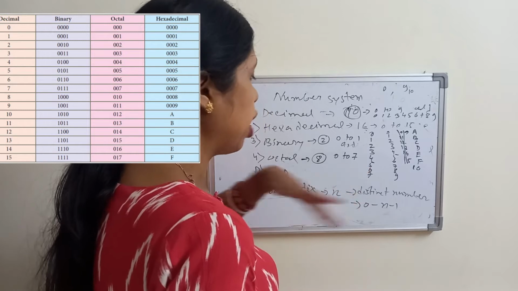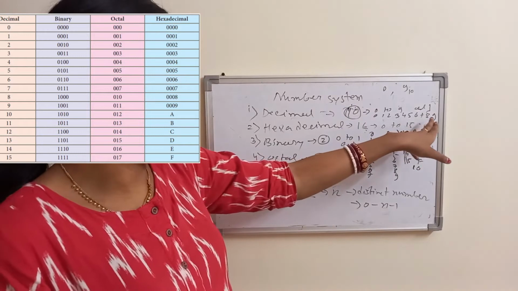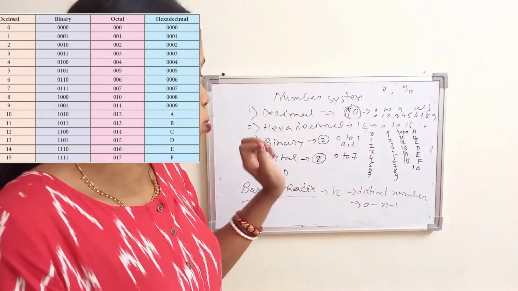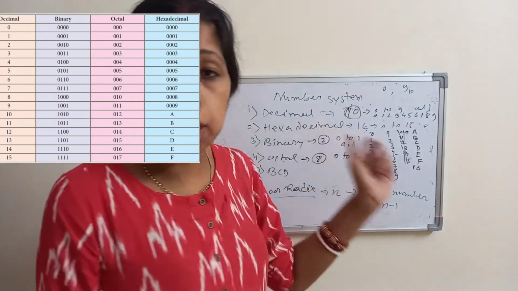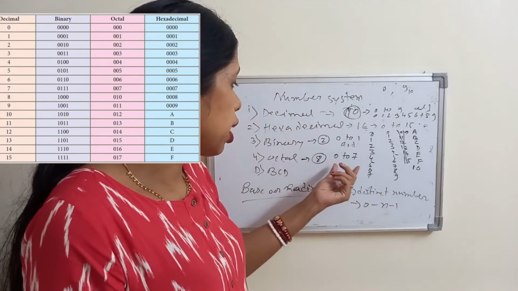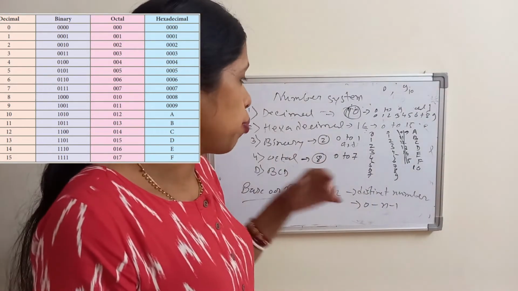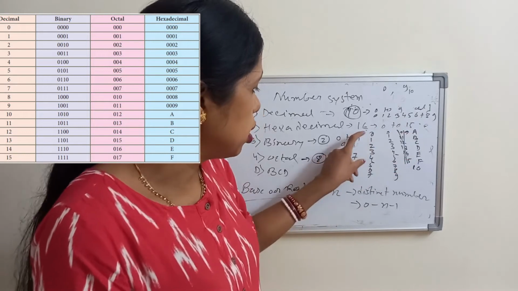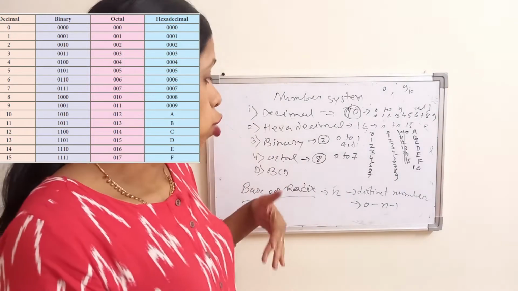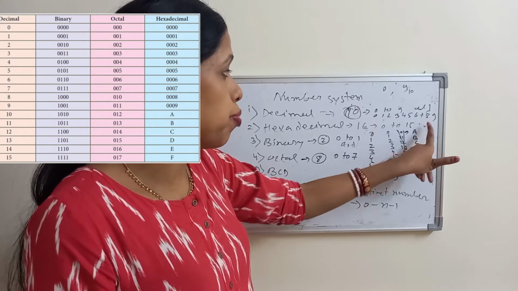After 7, there will be no concept of 8. In the case of the decimal number system, 8 is there. After 7, 8 is there, then 9, then 10 will appear, because the base is 10, so a total of 10 distinct numbers are there. But in the case of octal, a total of 8 distinct numbers are there: 0, 1, 2, 3, 4, 5, 6, 7. This 0 to 7 and this 0 to 7 are all the same. But when you come to 8, after 7, 8 is there in the case of the decimal.